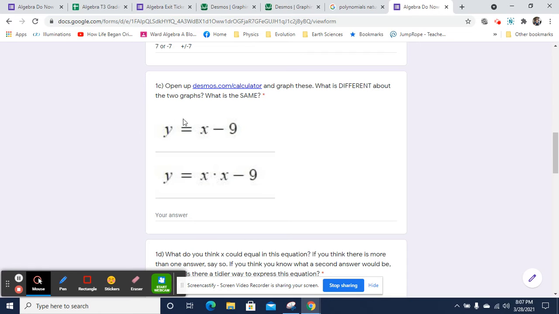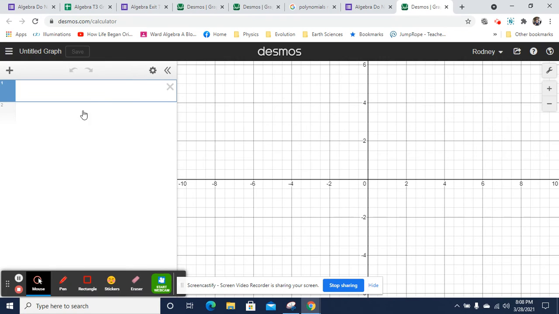Okay, we're going to open up Desmos, and we're going to see what these are about. So we've got y equals x minus 9 and y equals x times x minus 9. If you have a thought about what these might look like, that would be awesome to think about ahead of time. So here we go into Desmos.